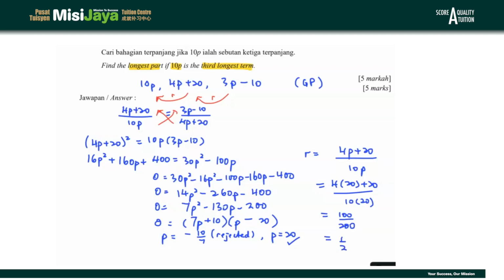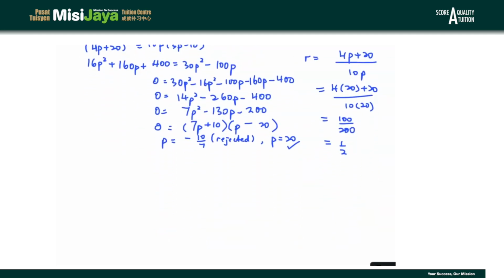Let's look at the question again. Find the longest part if 10p is the third longest term. Which means that 10p equals T3. So T3 is 10p. Our p just now we got p equals 20, right? So here will be 10 times 20, which is 200.